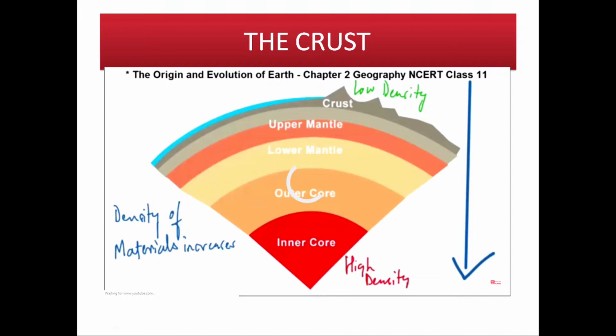The core is a wider part, and as we move inside the interior of the earth, we see that density increases, pressure increases, volume increases, and temperature increases. Because of this, the nature of the material also changes as we move deep down inside the interior of the earth.